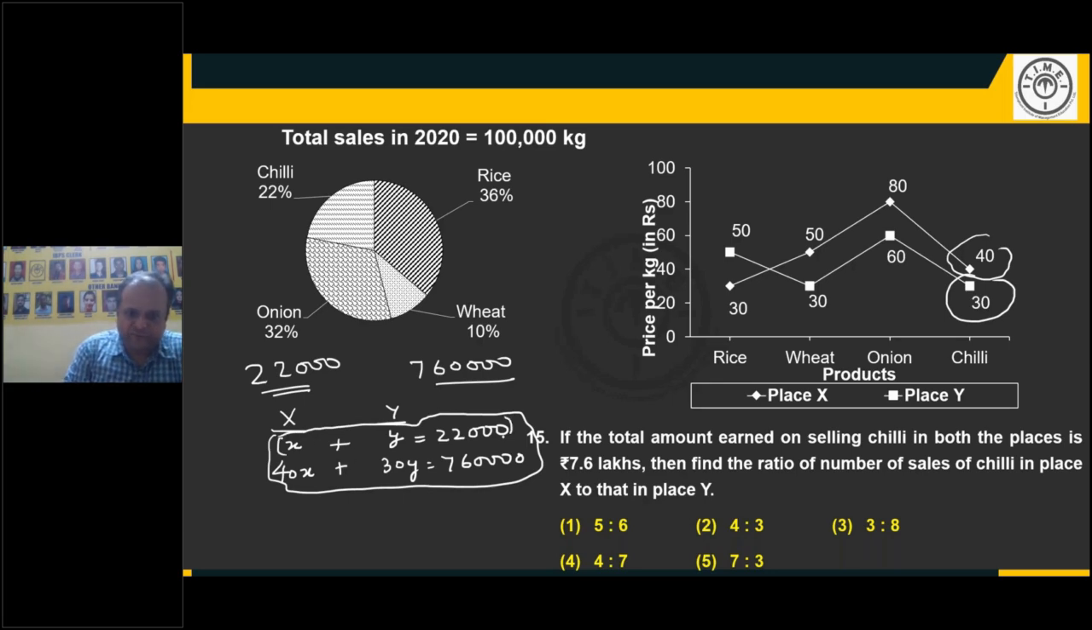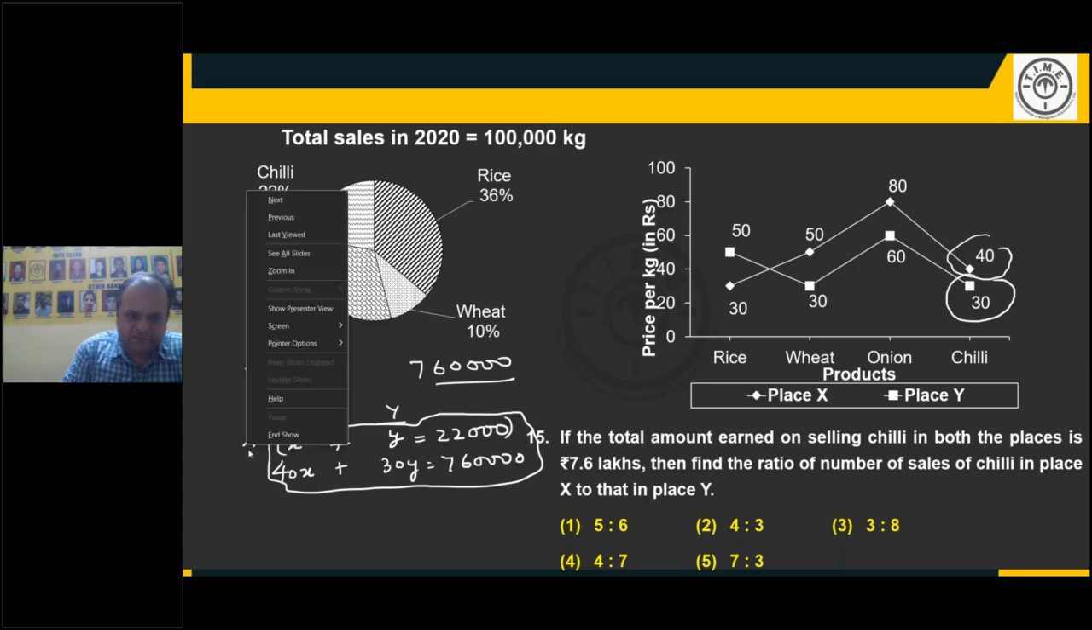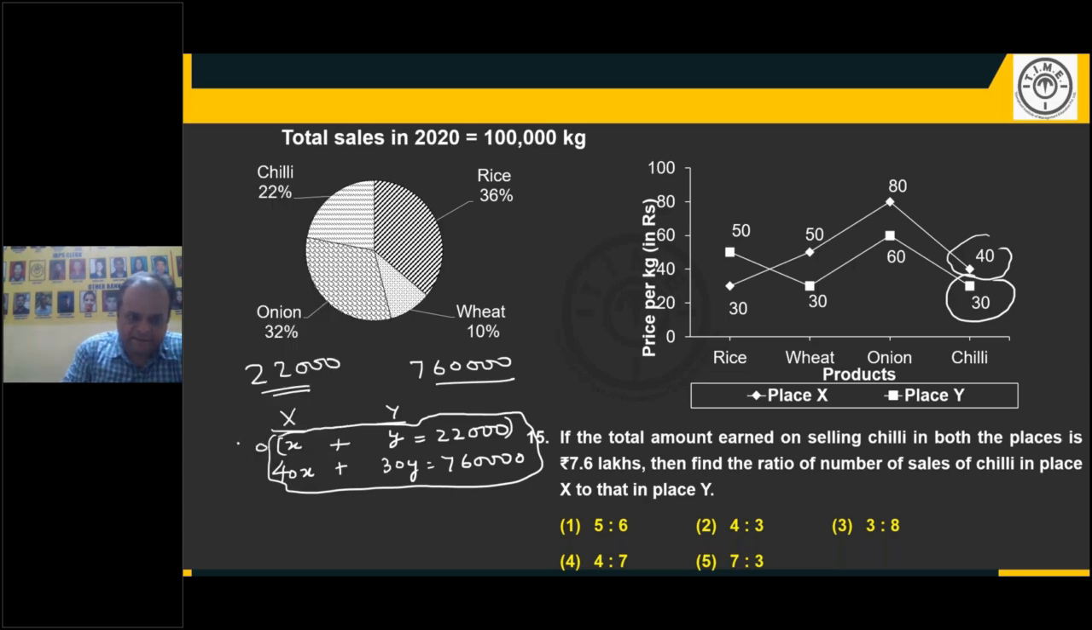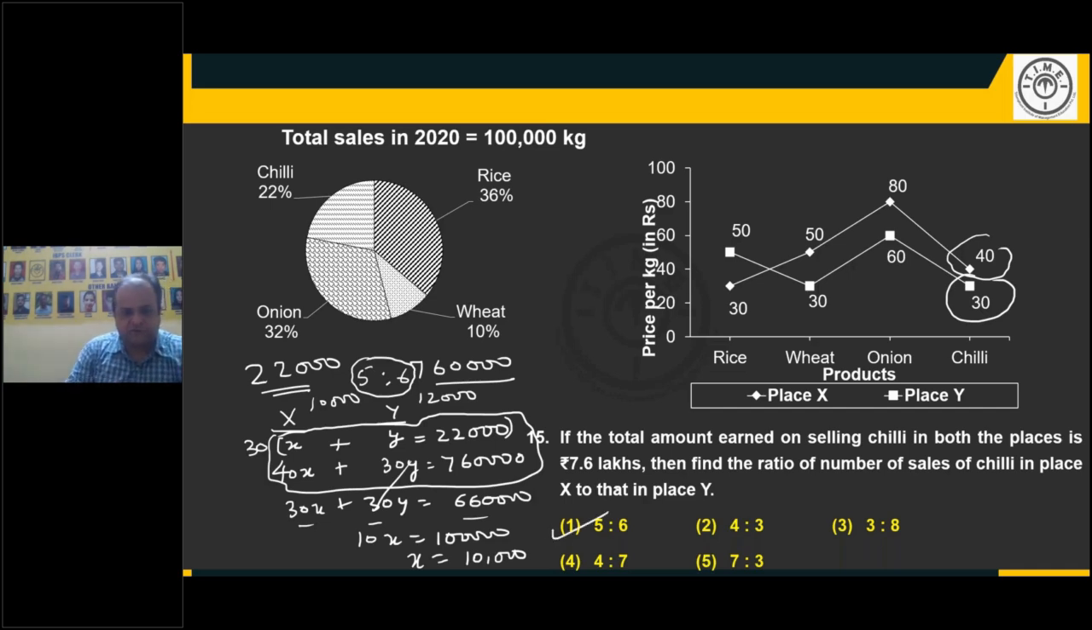And easily what you can do is multiply the first equation by, let's say, 30. If you multiply this by 30, then you get 30X plus 30Y is equal to 6,60,000. And if you subtract, this gets cancelled out. 10X is equal to 1 lakh, which means X is equal to 10,000. So if 10,000 is being sold at X, 12,000 would be sold at Y. So the ratio would come out to be 5:6. So the answer should be 5:6.